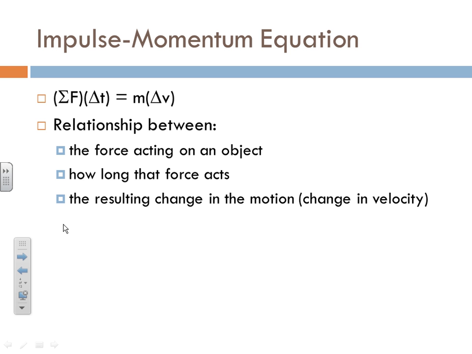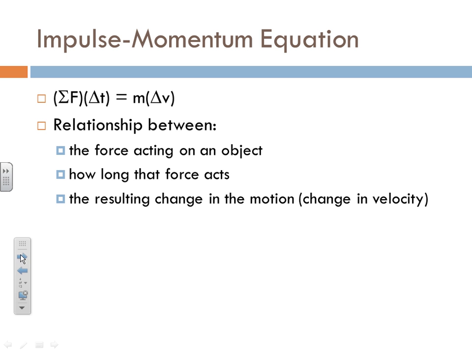So this equation not only takes into account how much force we're applying on the object, but also for how long we apply that force. That's an important factor. And those two factors together give us the resulting change in the velocity of the object that we end up with. Good there?